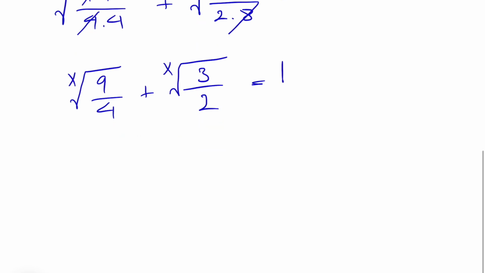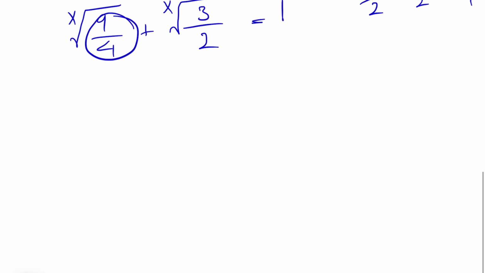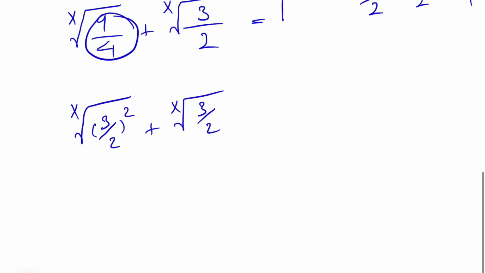Okay, now we know if we multiply 3 over 2 by 3 over 2, we get 9 over 4, which is what we have in here. So basically, under the x root, we have (3 over 2) to the power of 2 plus (3 over 2) to the power of 1 is equal to 1.